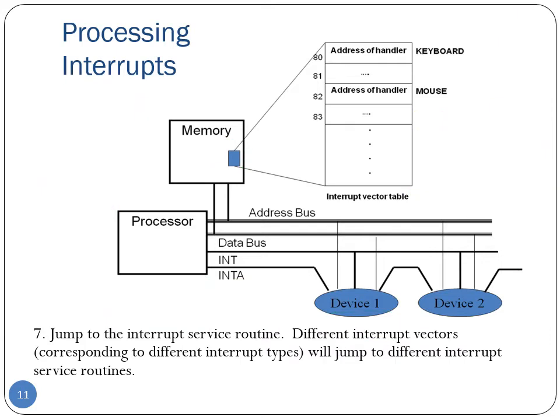We have already seen on the previous slide that after locating the interrupt handler, the CPU will jump to the interrupt service routine and execute it to service the interrupt. Note that different interrupt vectors, basically the interrupts corresponding to different IO devices or different types of interrupts, will jump to different interrupt service routines or interrupt handlers, in other words, as we have seen.